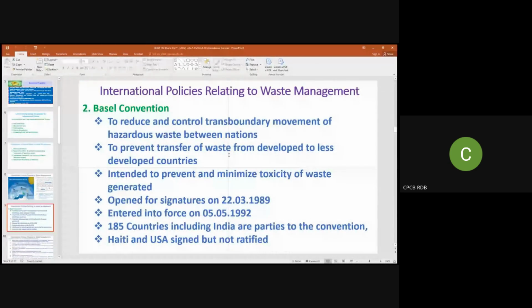The next international policy related to waste management is the Basel Convention. You have to remember what it is meant for.